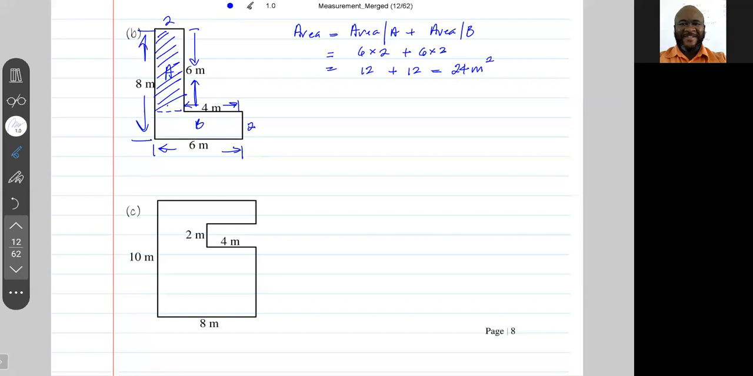That's the total area. Now I need perimeter. Perimeter means distance around.